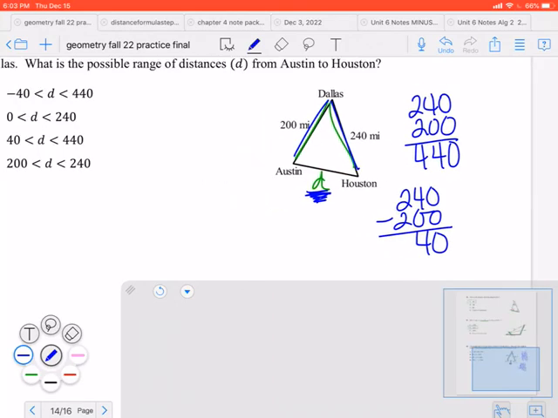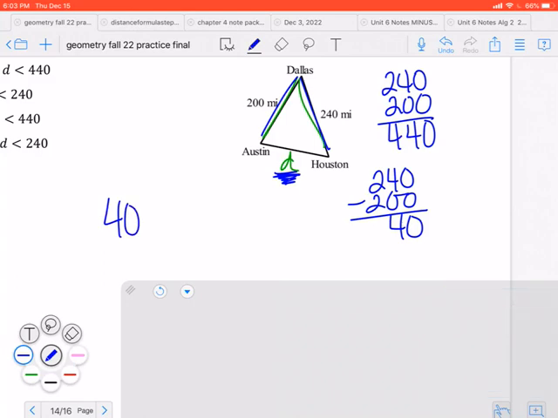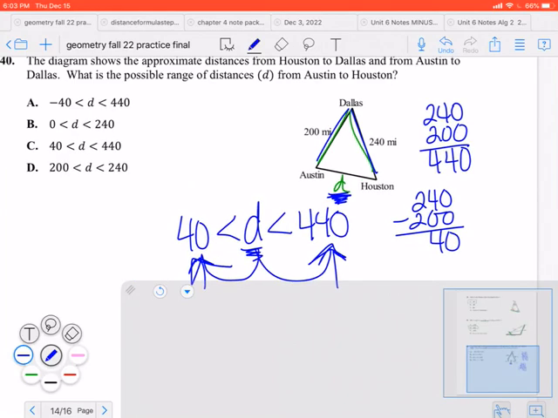So to write that, you always take the smaller number, 40, and it's always less than symbols. So 40 is less than D is less than 440. So you put your smaller number on the left side, bigger number on the right side. So this is saying D has to be in between 40 and 440.